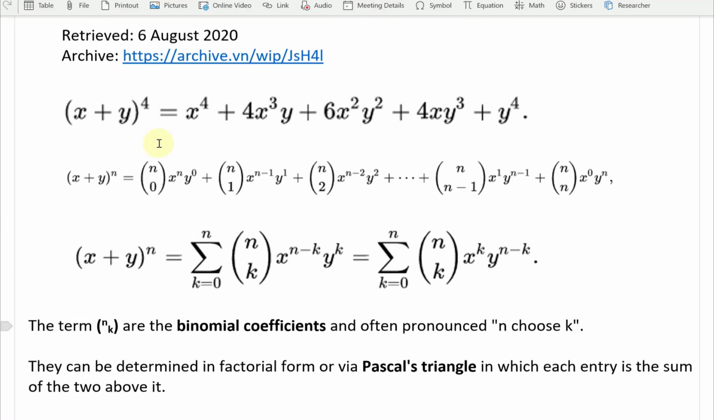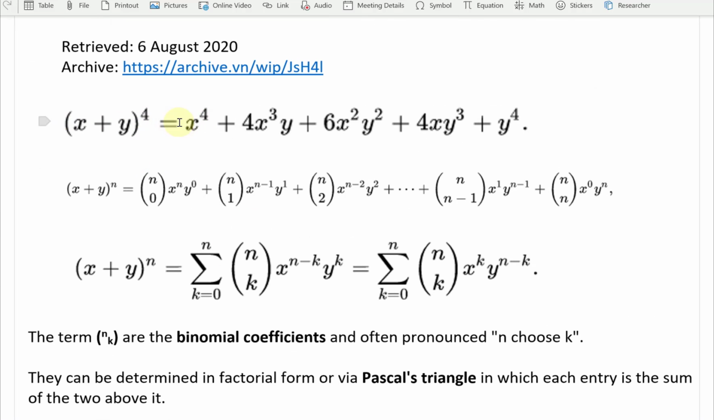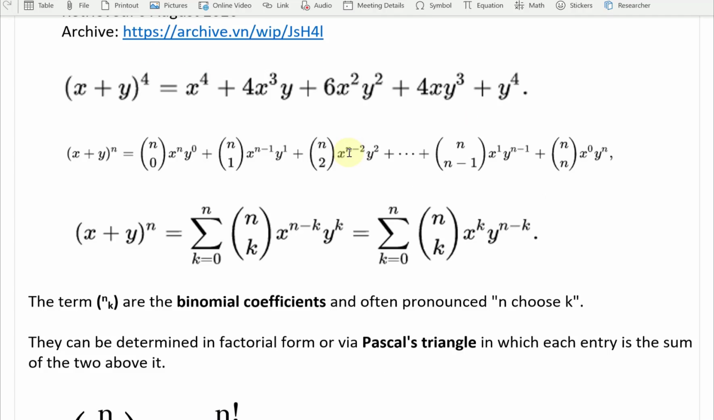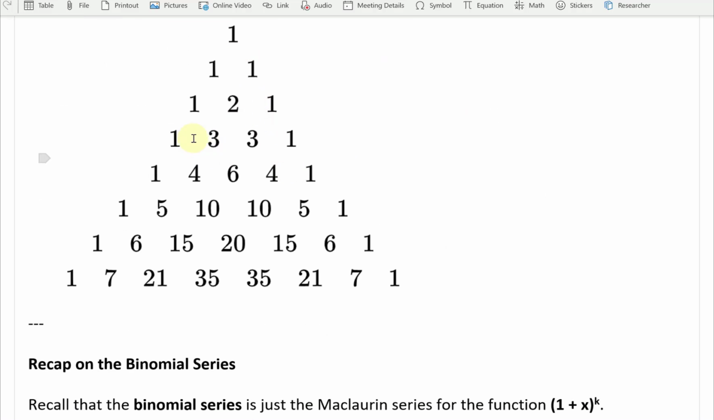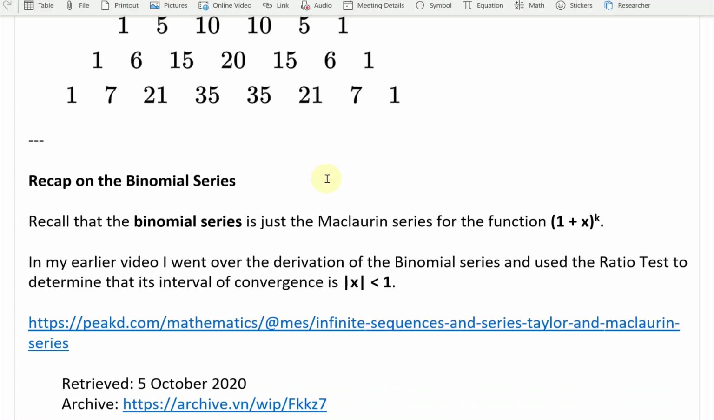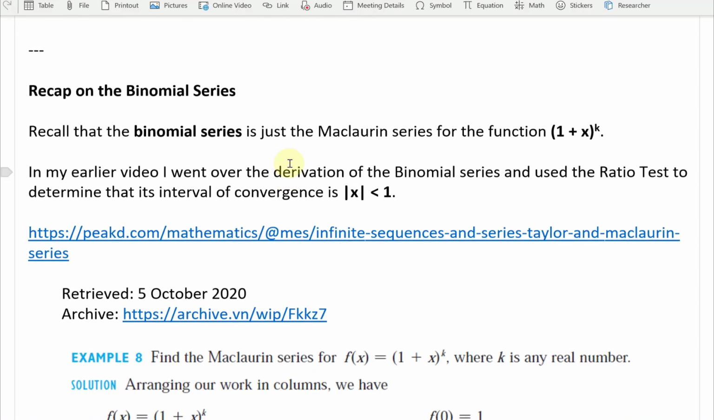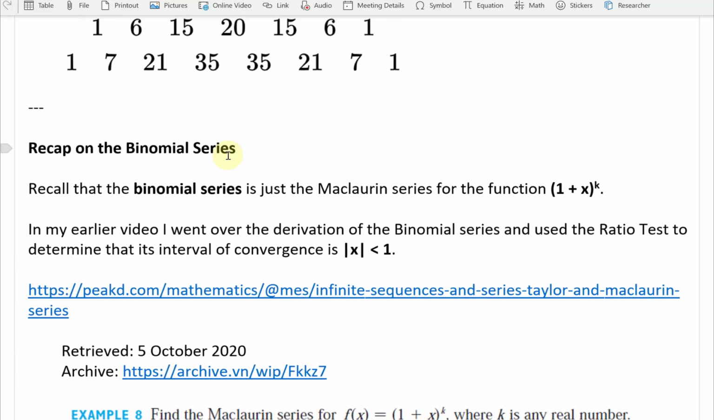And then for n equals 4, over here, we have 1, 4, 6, 4, 1. In other words, if we keep doing this Pascal's triangle, 1 plus 3 is 4, 1 plus 0 is 1, so we get 1, 4, 6, 4, 1. So 3 plus 1 is 4, 3 plus 3 is 6. We just sum them up and we get the n equals 4 row. Anyways, now that we've gone over that, let's jump further to the binomial series.